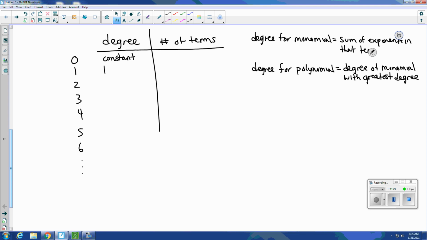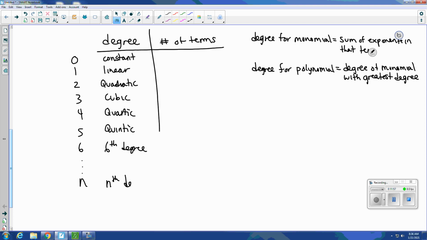Degree 1 is linear. 2 is quadratic. 3 is cubic. 4 is quartic. 5 is quintic. And then anything after that, so 6th degree or higher, we're just going to refer to it as that number degree. So 6th degree, 7th degree, 8th degree, all up to nth degree. So a 6th degree polynomial, say.